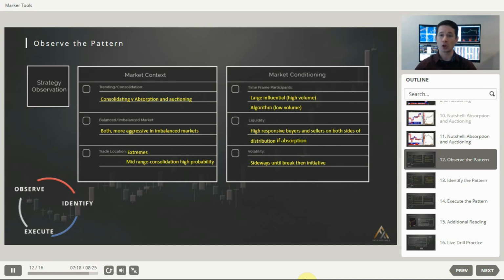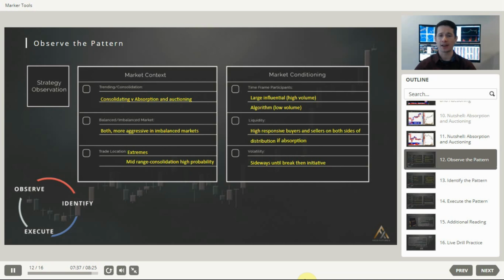And obviously note, once we do get the break, the nature of the liquidity does shift from being provided at the extremes within the auction zone to suddenly kind of disappearing, and the market looking to navigate toward the next pocket of liquidity.